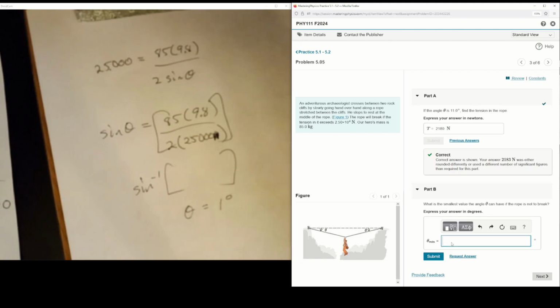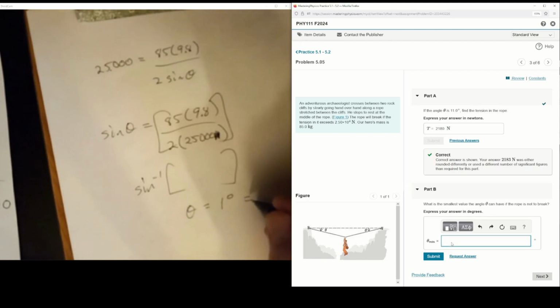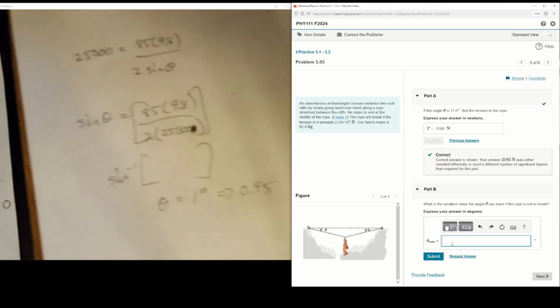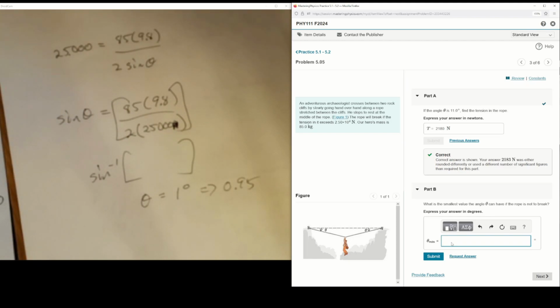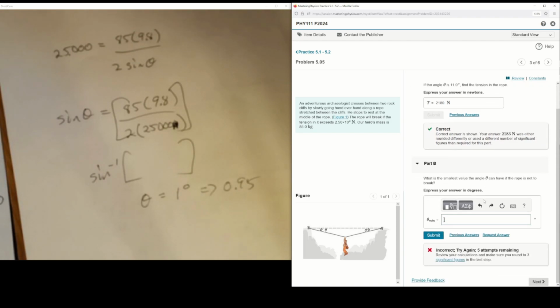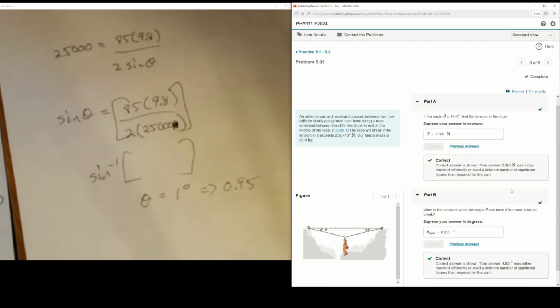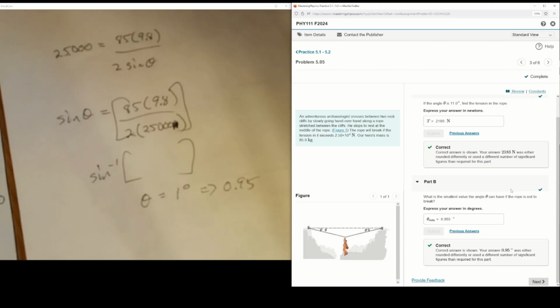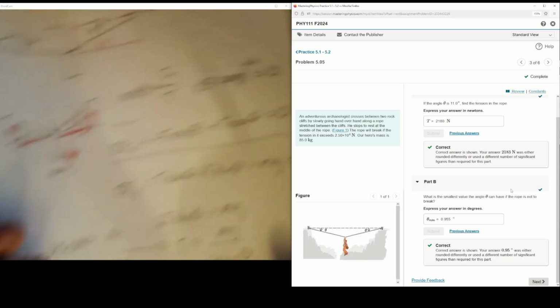Let's see what it says. So just to be clear, my calculator does say 0.95. But let me just round that to 1 and just see what happens. So I guess that was too much rounding. Too much rounding. So there we go, 0.95. So there can be too much rounding. So there you go. There is our answer, and here is the work for that.